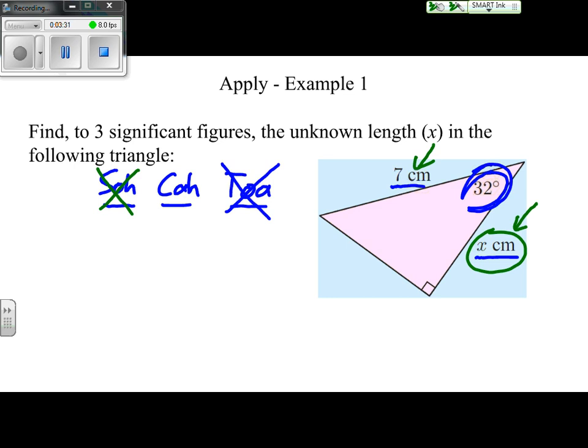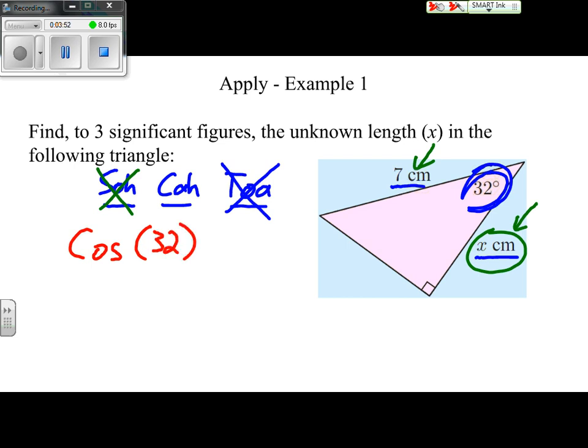which is 7 centimeters. So we know we're going to use cosine, so I'm going to start off by writing cos, the abbreviation of cosine, and any of our trig functions is always of an angle. Well, what non-right angle do we have? We have 32 degrees.